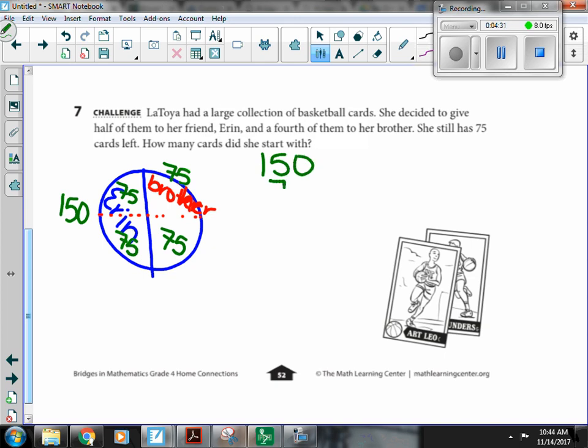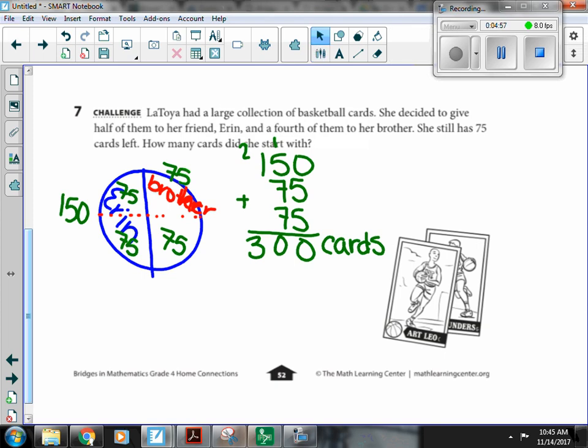Her brother had 75, and she still has 75. So we're going to add that up. So 75 plus 75 is 150, and 150 plus 150, and we see that she started with 300 cards. And that's one way we can figure out the challenge. So that was tonight's homework with fractions and division stories.